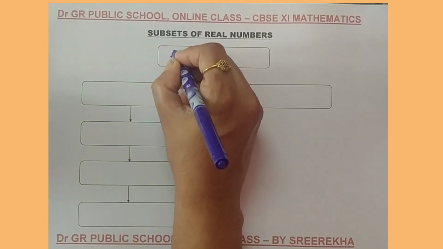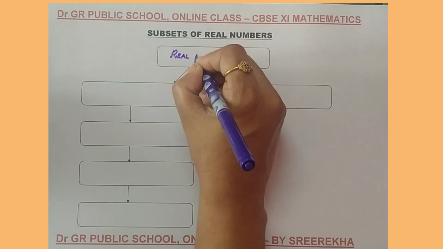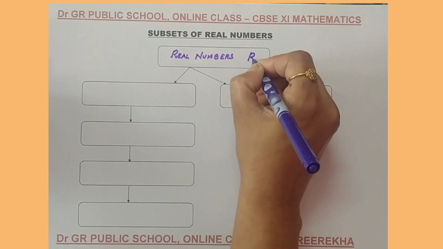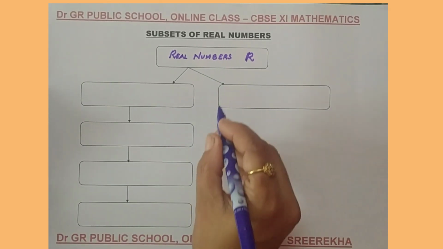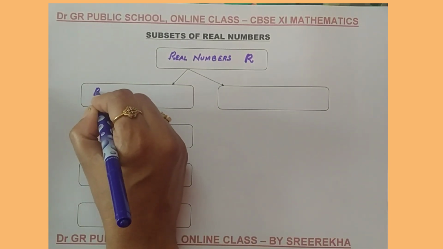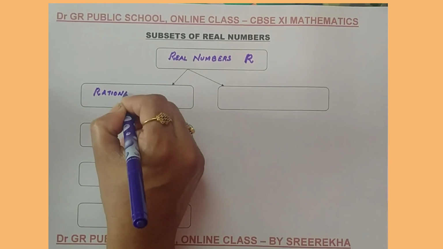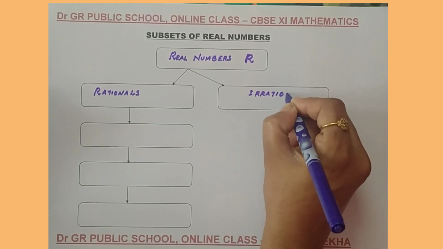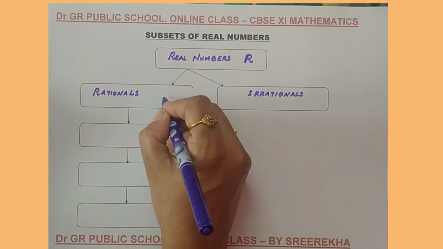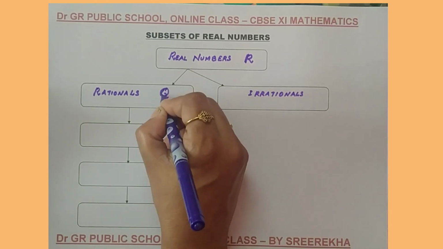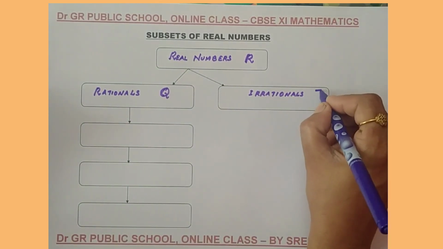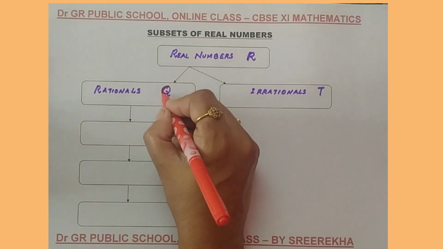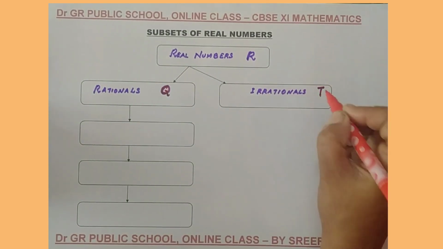You know that real numbers can be represented with the letter capital R. The real numbers can be divided or classified as rational numbers and irrational numbers. Rationals are usually represented with the letter Q and irrationals are represented with the letter T. Remember that.